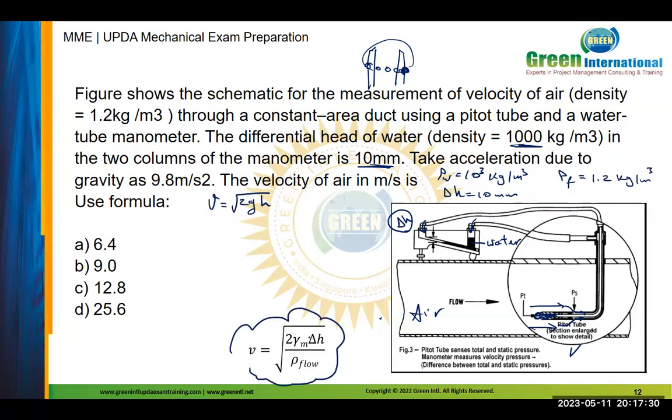For example, here is a velocity, I am going to substitute directly. 2, yes. Gamma manometer, what is gamma manometer? Water, so rho g, rho 10 to the power 3, g is 9.8. Delta h, 10 millimeter, times 10 to the power minus 3 to be in meters. Rho flow, 1.2. That's it, just direct substitution, but take care of units. Cancel 10 to the power 3 with 10 to the power negative 3 and continue solving by calculator. You obtain the answer 12.8. Great.